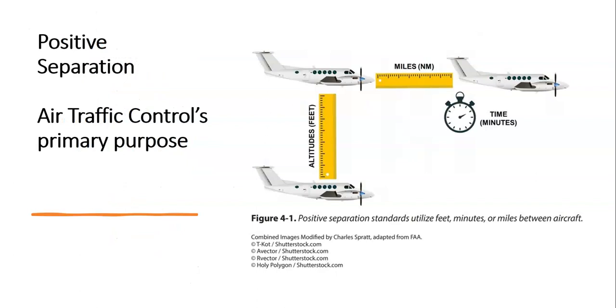So let's talk about the roles of the air traffic controller. The primary purpose for air traffic control is called positive separation. And in simple terms, that just means keeping airplanes apart, making sure that there are no mid-air collisions. Positive separation standards utilize not only distance in feet, but also in time or minutes or miles between aircraft.